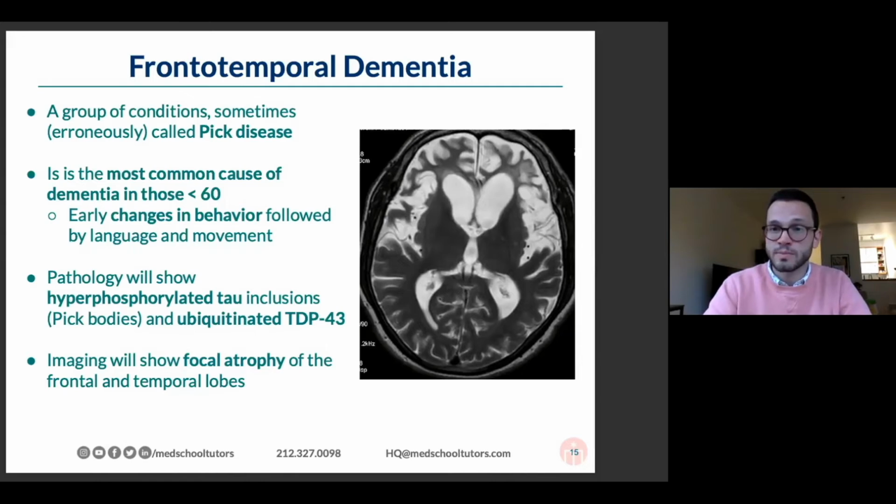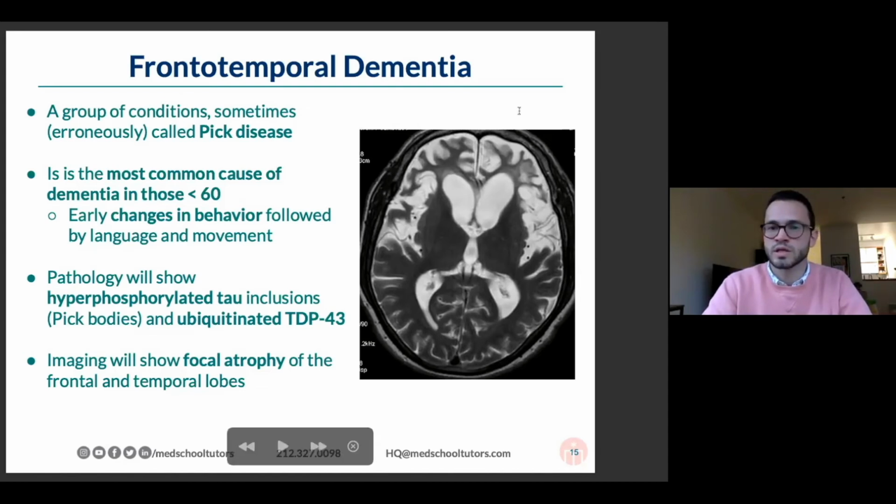Pathologically, similar hyperphosphorylated tau, right? You're going to hear about tau. Tau causes a bunch of different disorders. Those inclusions are called Pick bodies in, again, certain types of disease. And then you'll also hear about this ubiquitinated TDP43. There are other pathologic features. I would know these two.